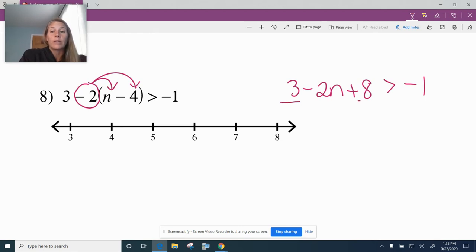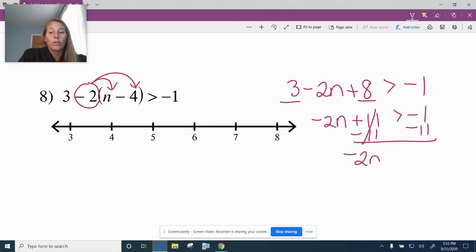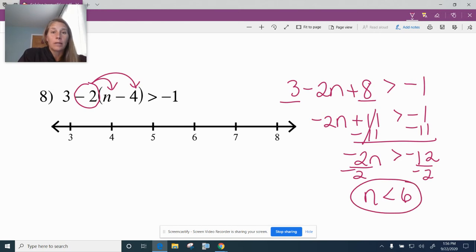Now I have two like terms on the same side of my inequality. So 3 plus 8 would be 11. Now I can continue solving like I would a normal equation or inequality. So subtracting 11, I have -2n is greater than -12. Dividing by -2. Now remember the trick, when you divide by a negative, you have to change the direction of the inequality sign. And negative divided by a negative would be a +6 there.